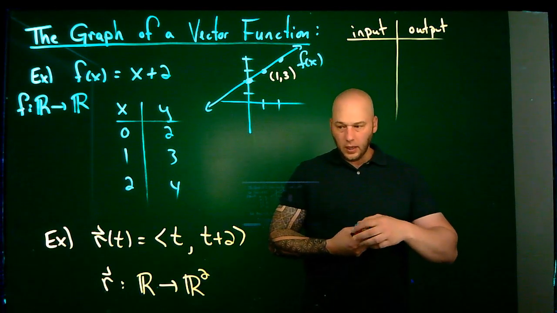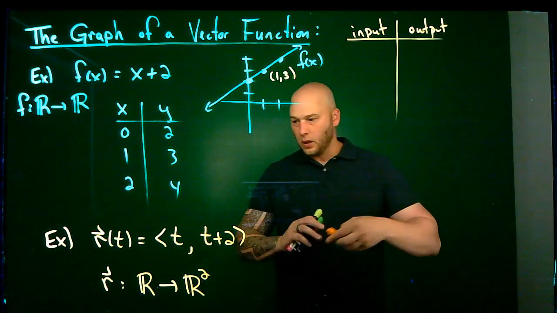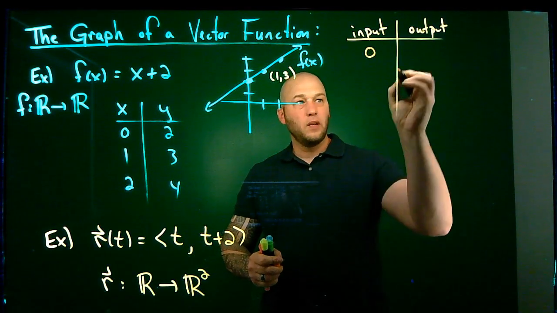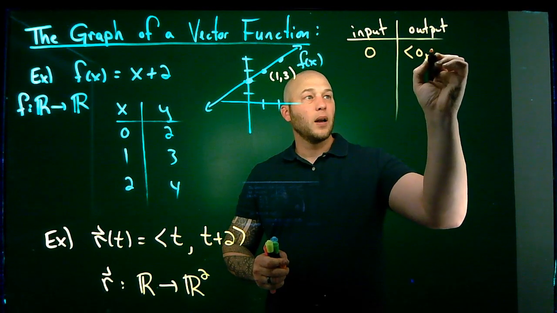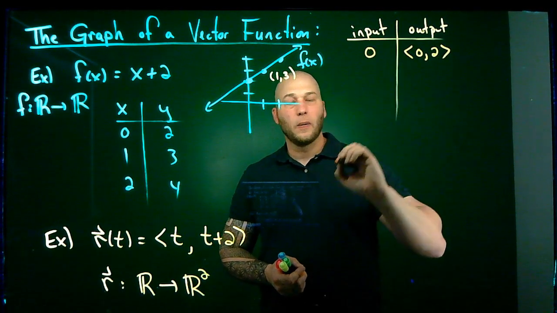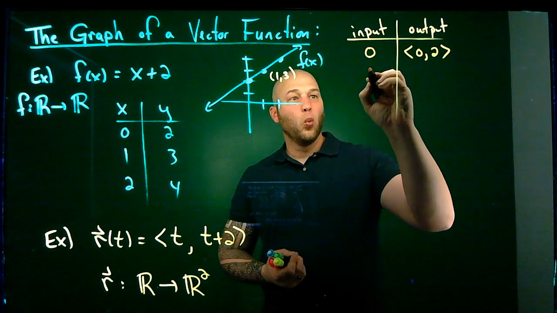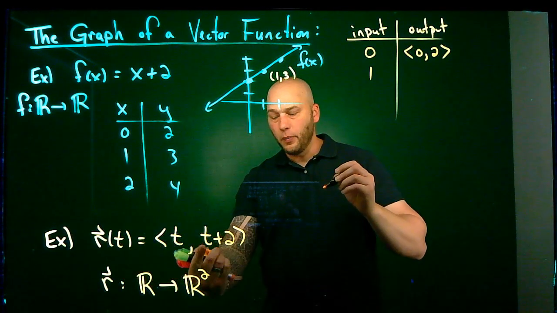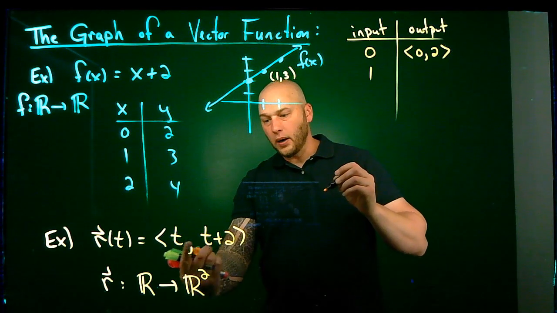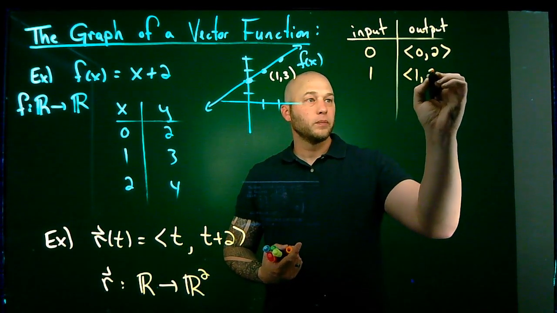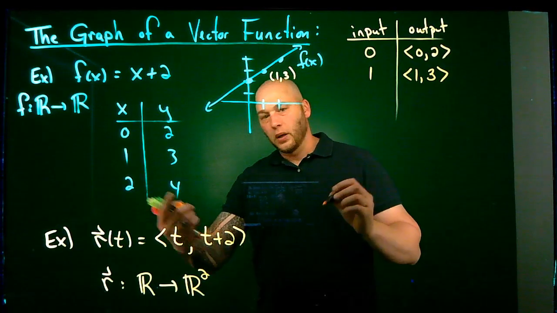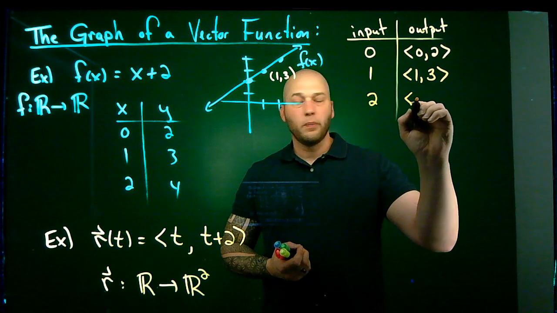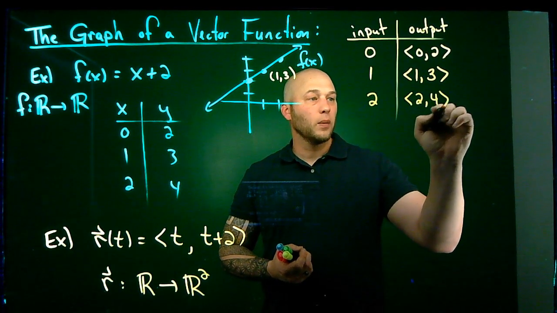Let's say I was to plug in the value 0. The output is the vector 0, 2, again as a vector. If I input the value 1, my t value, my input, it's just a single real number. The output is the vector with components 1 and 3. Plug in 2. The output will be the vector with components 2 and 4.